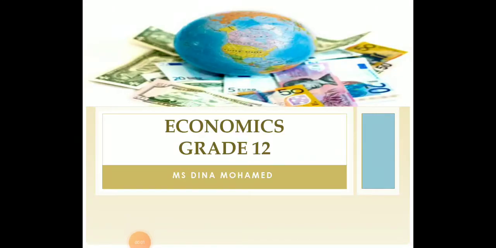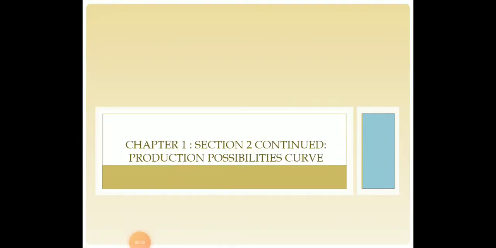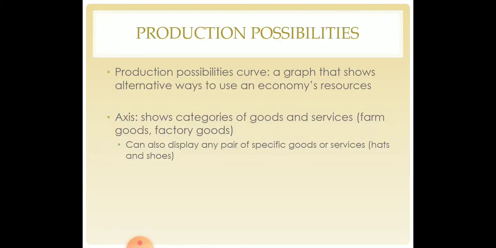I hope you're fine. Today we're gonna take section 2 of chapter 1. We're gonna speak about the production possibilities curve. So, production possibilities, we're gonna have some alternatives. When I say possibilities, I have alternatives. The production possibilities curve is a graph that shows alternative ways to use an economy's resources.